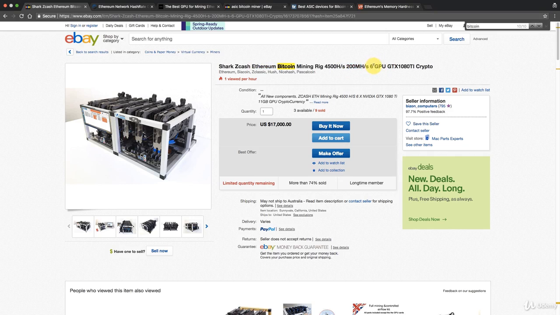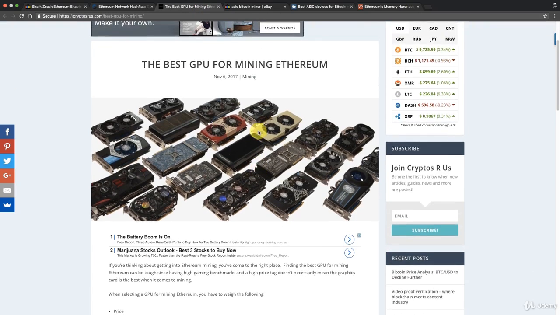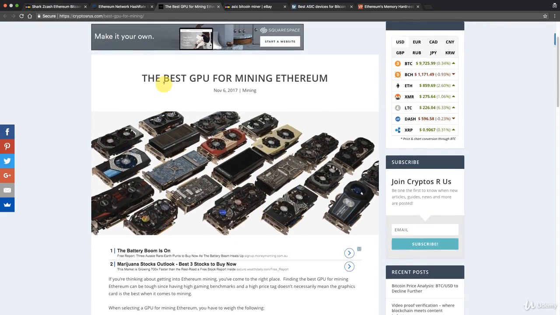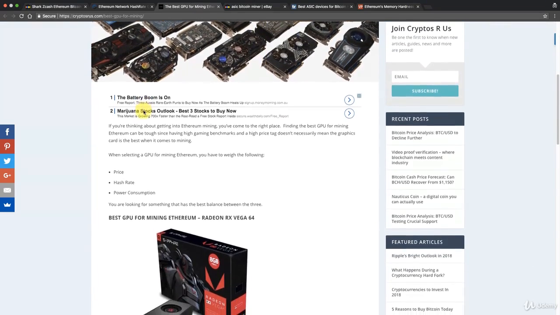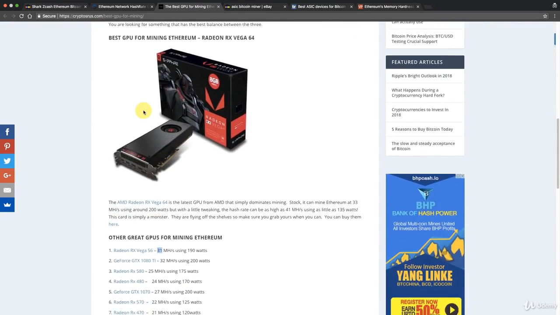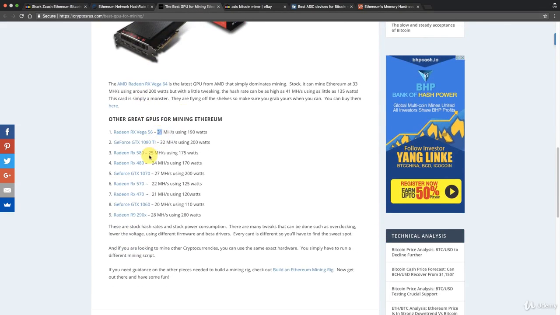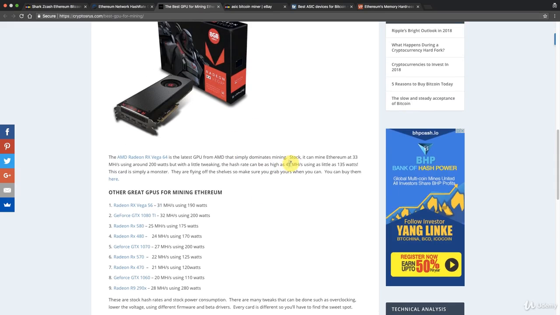The best GPU for Ethereum mining, if we have a look here, they're about 30. This is just an article on Cryptos R Us. So the fastest ones here, you can see 31, 32, 25. So there we go. 6 times 30 is about 180 mega hashes per second. This fastest one ever is like 41 mega hashes.